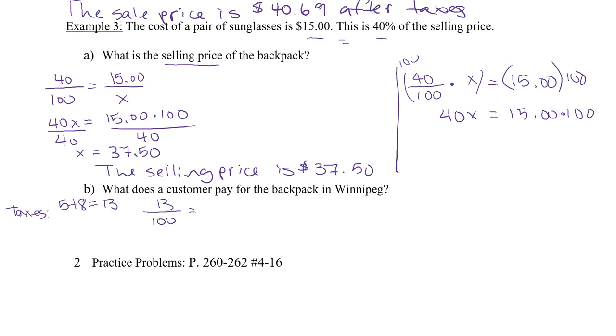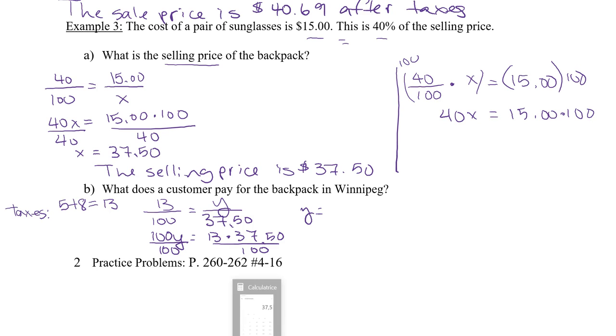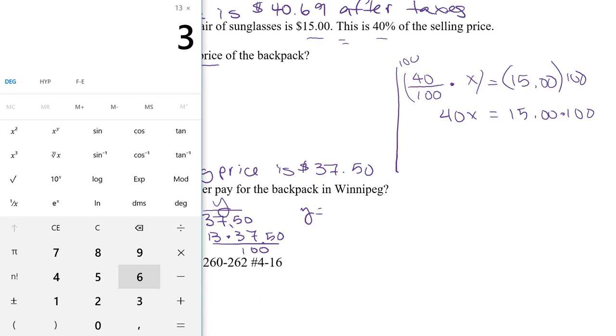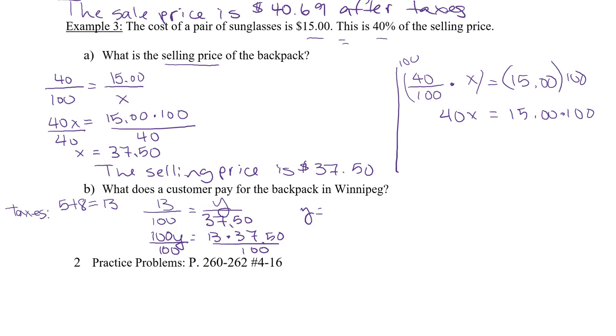So we've got 13% is the same as something, I'm going to call it y to be different, something over the sale or the selling price, which is $37.50. Cross multiply, 100y is equal to 13 times $37.50. We're multiplying by 100, so we have to divide by 100. 13 times $37.50 divided by 100 is 487.5, so 2 decimal places, 488, because the 5 makes us round up.